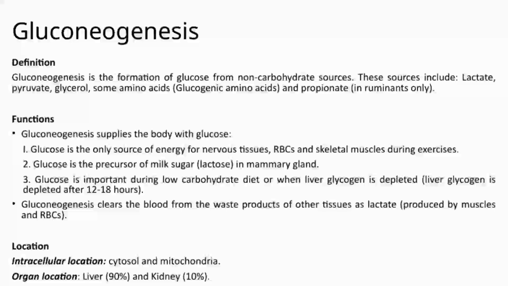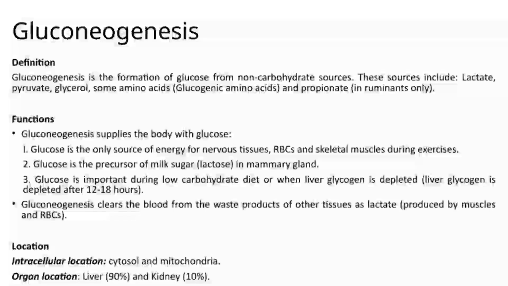Additionally, during low-carbohydrate diets or after about 12 to 18 hours when liver glycogen runs out, gluconeogenesis kicks in to keep blood glucose levels stable. Another key point is that this process helps clear the blood of waste products from other tissues, like lactate, which is produced by muscles and red blood cells during activity.